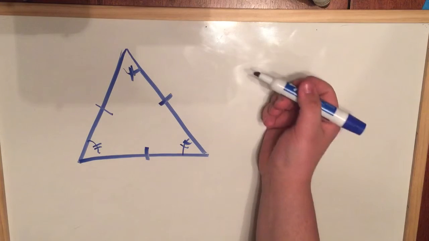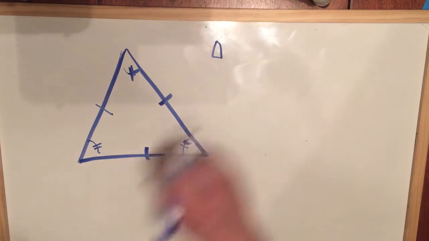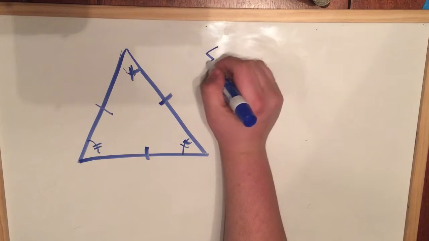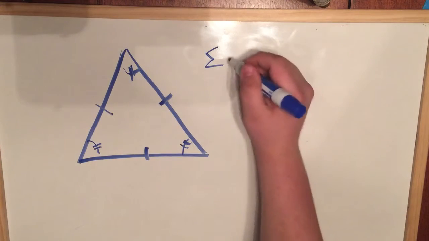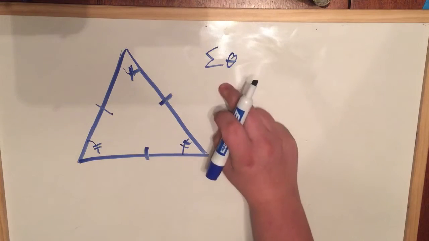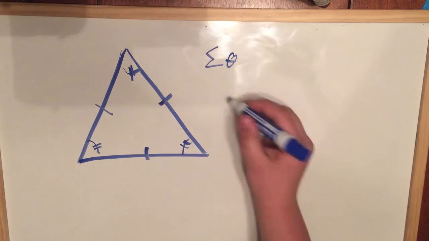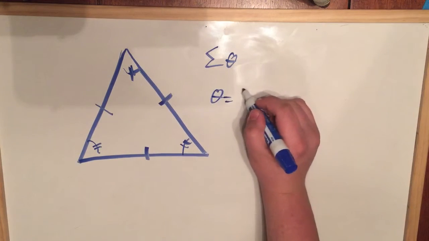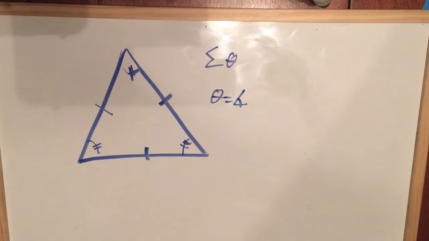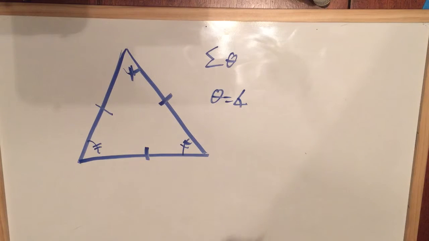Now if all of this is equal in a triangle, for the sum of the angles of a triangle, I'm going to use a sigma, which is this, and for the angles, I'm going to use theta, which is that. So sigma theta means the sum of the angles. Theta equals an angle. You're going to use that sign for angle if you're in geometry still. But this is the basics of trigonometry. You use a lot of geometry in trig.